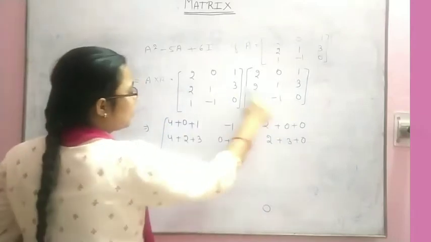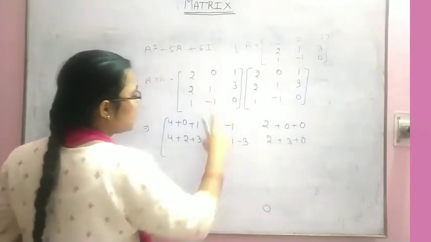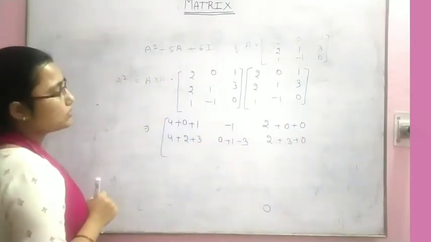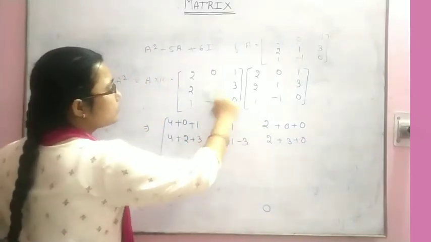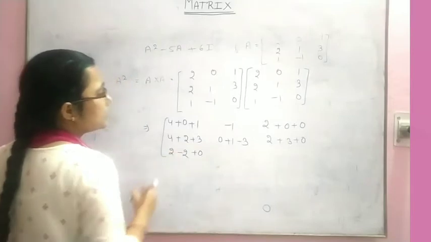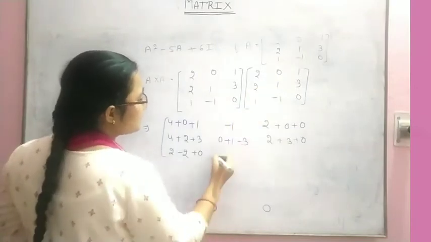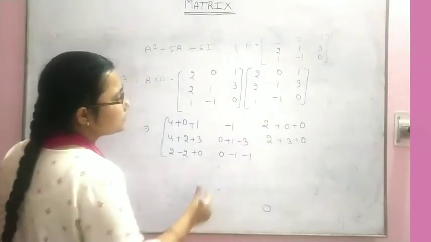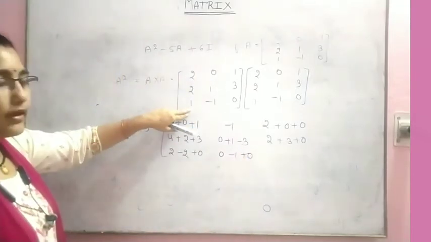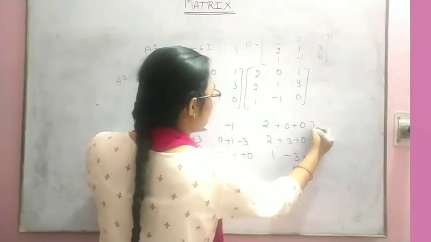Second row multiply by third column. So first element of second row is multiplied by first element of third column. So 2 ones are 2 and 3 and last one is 0. Now select the third row with first column. So 1 into 2 is 2, minus 1 into 2 is minus 2, and last one is 0. Similarly, third row with second column, 1 zero is 0, minus 1, and then 0 multiplied by this 0. Now the third one is 1 into 1 minus 3 and then 0.